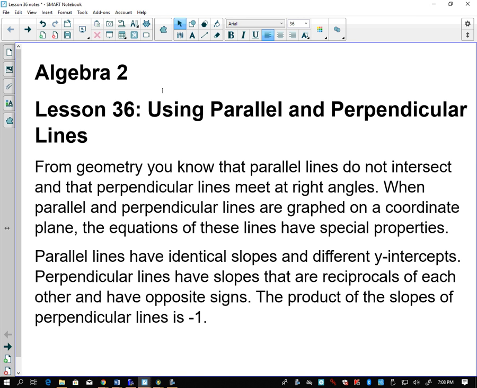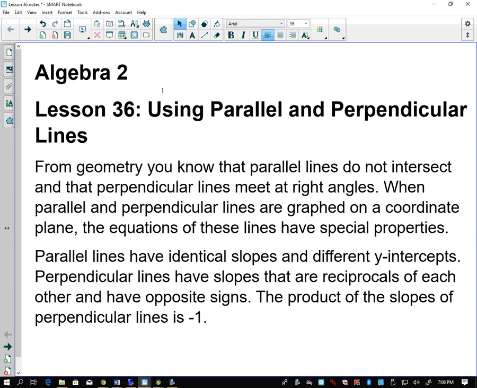All right, Algebra 2, Lesson 36, using parallel and perpendicular lines. What's somewhat ironic about this and just the timing of things is that geometry is getting this almost exact same lesson today. And it starts off here in the notes.